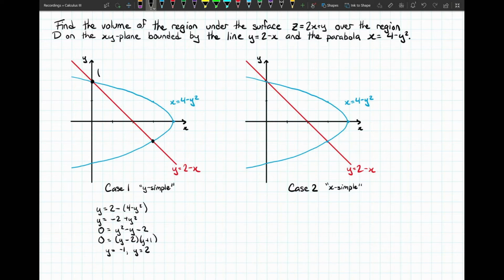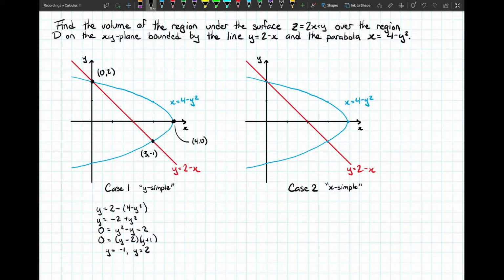If y is equal to 2, then x must equal 0, and if y equals minus 1, then x has to equal 3. Finally, you can see that we actually need to integrate all the way from 0 up to the vertex of this parabola, so we'll probably need to use that point here as well. And the vertex of that parabola occurs when y is equal to 0 and x is equal to 4.